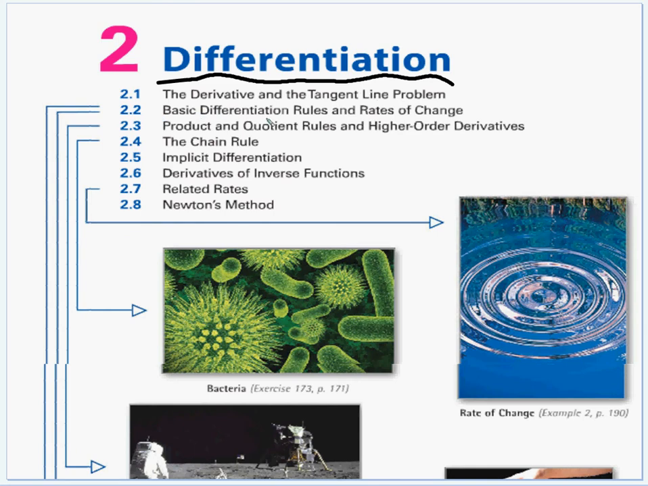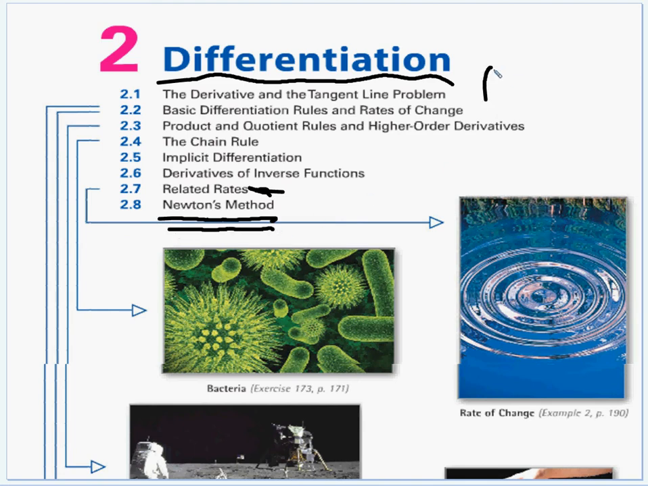And then 2.2, basic differentiation rules and rates of change. 2.3, we get into some higher rules, product and quotient rule, and derivatives for higher ordered or higher powered derivatives. 2.4 is the chain rule. 2.5, implicit differentiation. Derivatives of inverses in 2.6, related rates in 2.7. That's a really fun section. And 2.8, Newton's method, we will not do in this class.